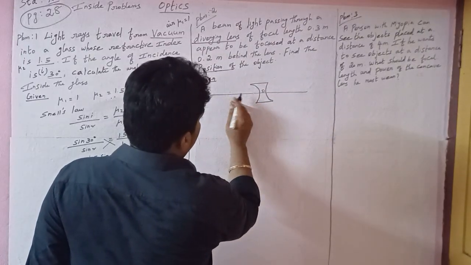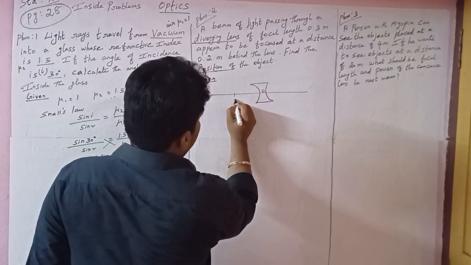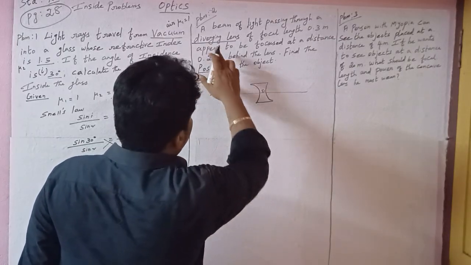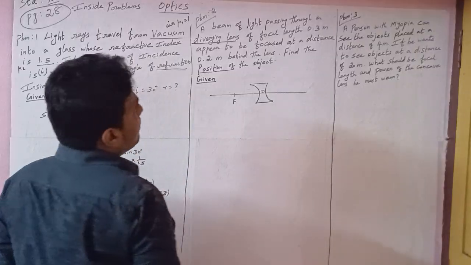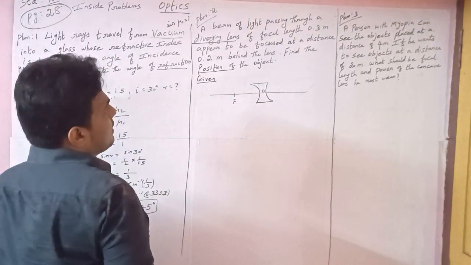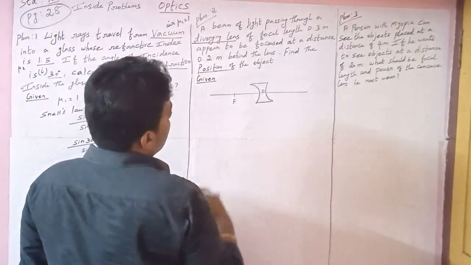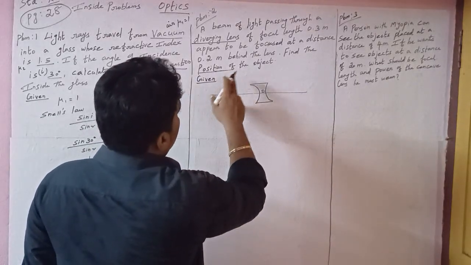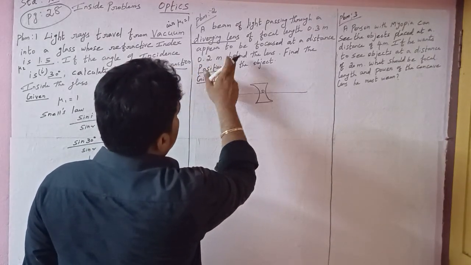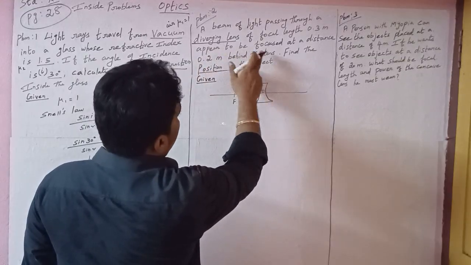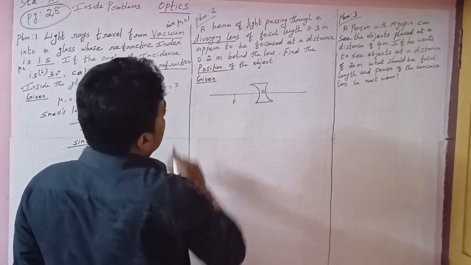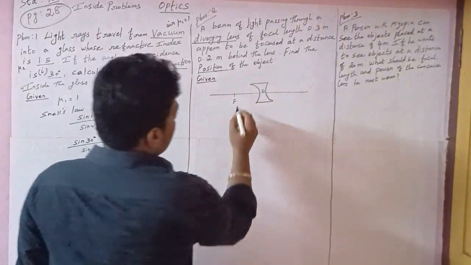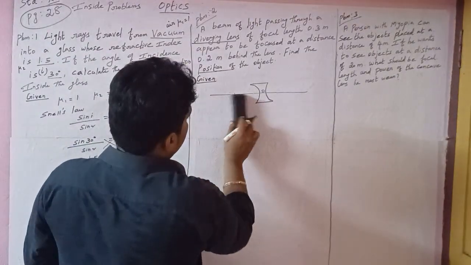Okay, நமக்கு என்னன்னா ஃபார் எக்ஸாம்பிள் F is a object. Okay, F is a object. அப்போ நமக்கு என்ன சொல்றாங்கன்னா the beam of light passing through the diverging lens of focal length. Okay, இந்த focal length ஓட வேல்யூ கொடுக்குறாங்க, எவ்வளவு கொடுக்குறாங்க, 0.3 மீட்டர். அதே மாதிரி 0.3 meter appear to be focused at a distance 0.2 meter behind the lens. Find the position of the object.